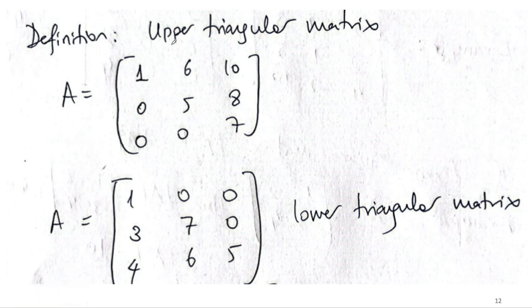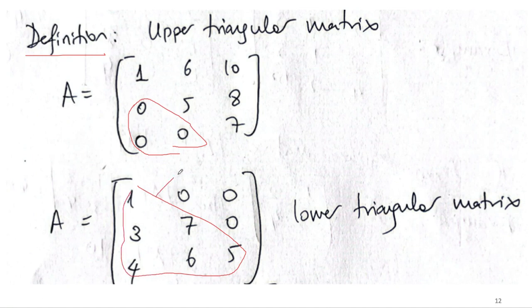Okay, upper triangular matrix. The definition is quite simple. If the terms above the diagonal are non-zero and the terms below the diagonal are 0, we call this an upper triangular matrix. And in a lower triangular matrix, the terms below the diagonal are non-zero, but all the terms above the diagonal are equal to 0.